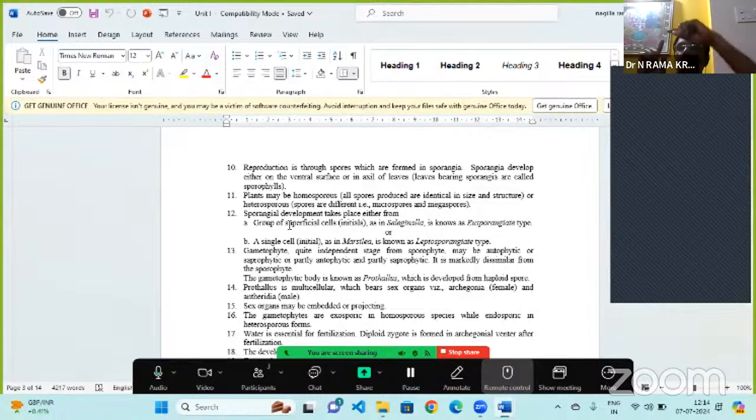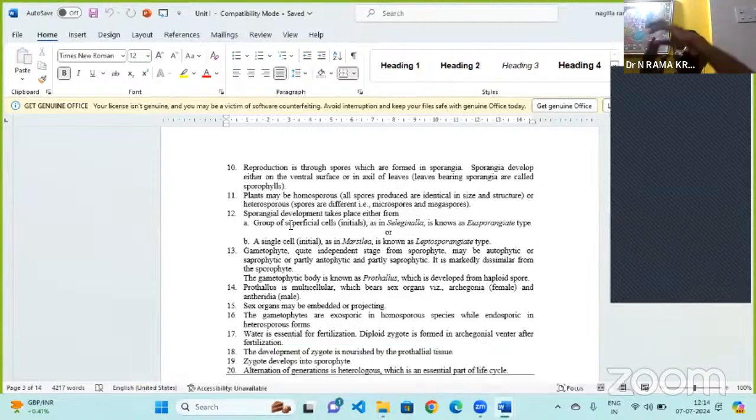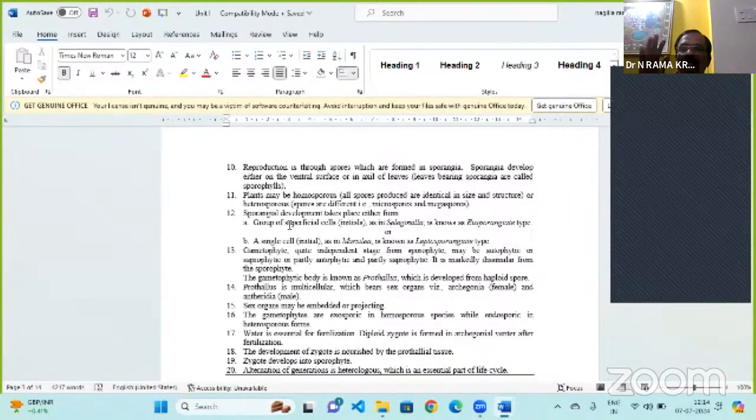So from here we are looking at one development. These developments come from an entire group of superficial cells. In the other, the development comes from only one particular cell, either this one or this one, whatever it may be, a single cell. So sporangia development is of two types: eusporangiate and leptosporangiate.